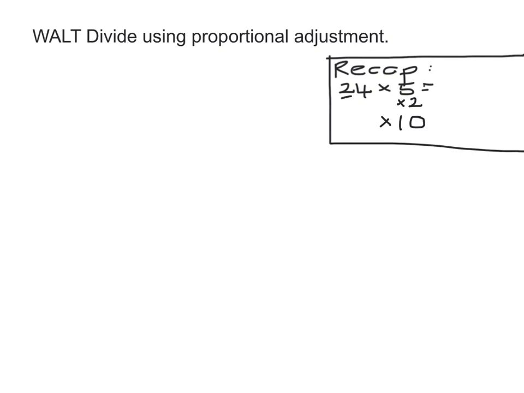So 24 divided by 2 is 12. My new simpler version of the same sum is 12 times 10, which is 120. So that's to remind you of what happens when we use proportional adjustment to multiply.